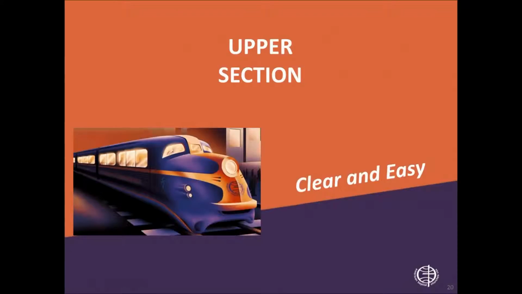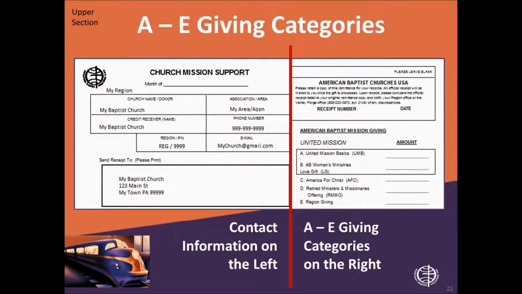The upper section is clear and easy. We won't be spending much time on this. It's clear and easy because most of it is the contact information that's found on the left-hand side. What I will say about this part is when you get this pre-printed form, take a look at the phone number and your email and, of course, your address. If there are any changes there, please notify your region.